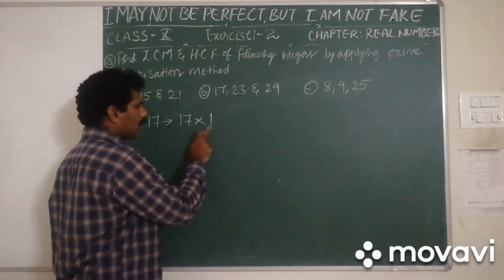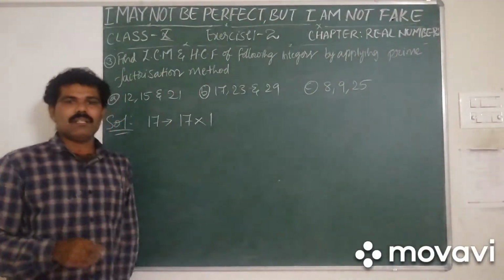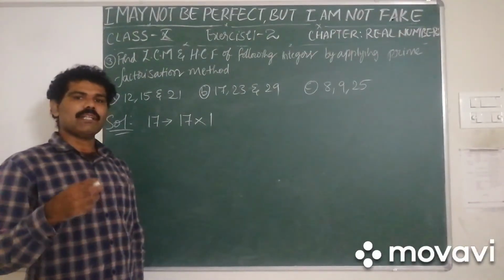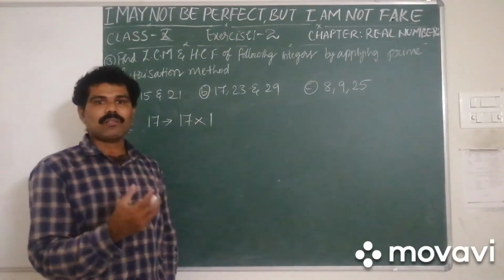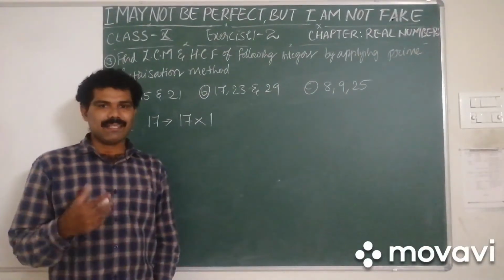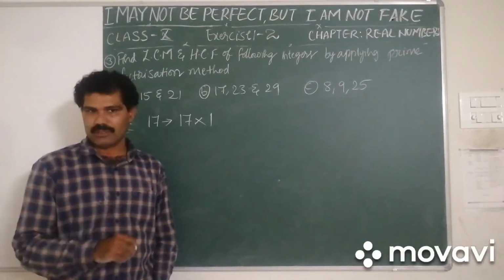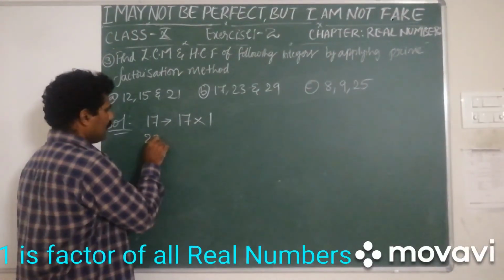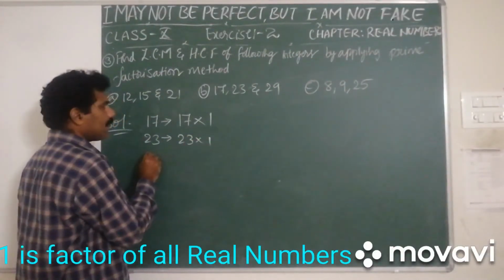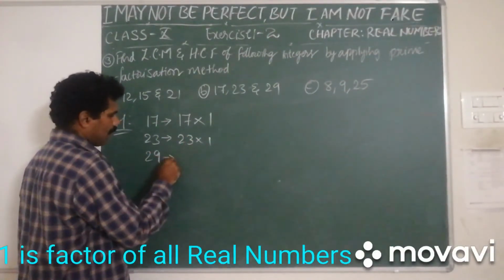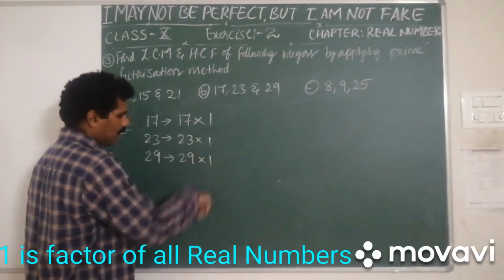See, actually generally we don't represent 1. Why? Because in prime factorization we represent all the numbers in terms of primes, means product of prime numbers, but 1 is neither prime nor composite. Next, that is 23. 23 is also a prime number, so 23 into 1 time. And next 29. 29 is a prime number, so 29 into 1.